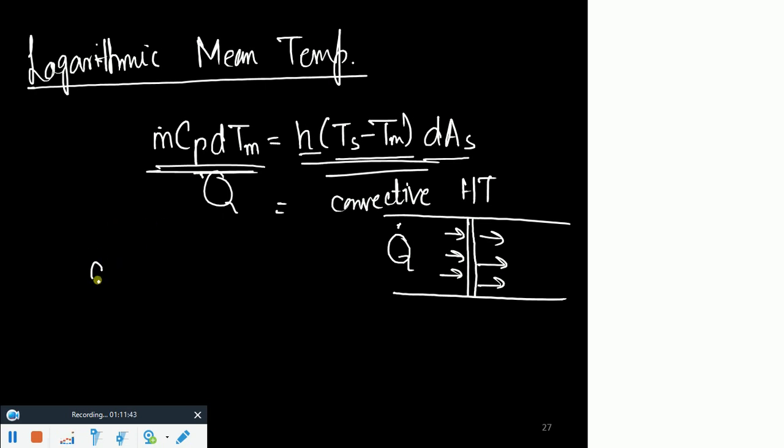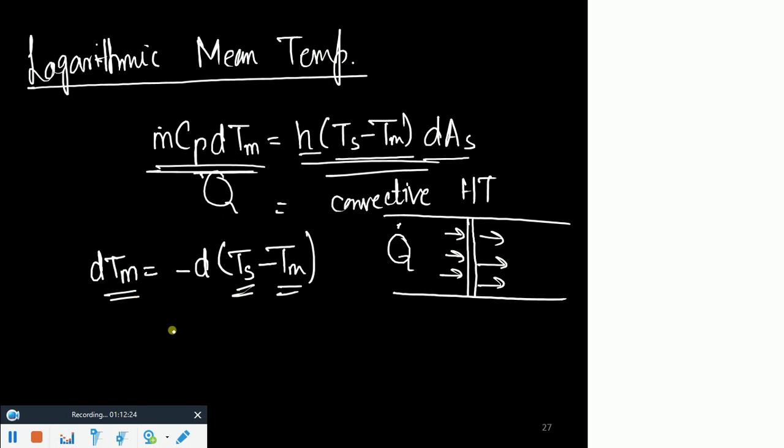So what I can write is, can I write this dTm as d of Ts minus Tm? Can I write it like this? Hassan? Which term needs to be constant? If Ts remains constant, you get this thing out of it, isn't it? Yes or no? Yes.